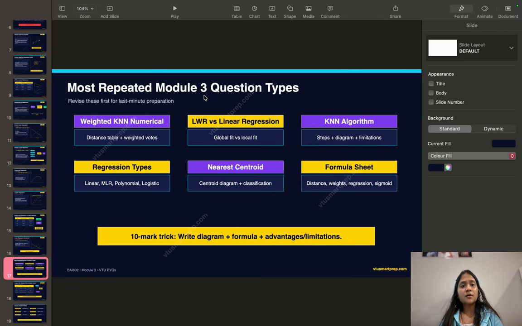Your most repeated questions from module 2 are weighted KNN numerical, LWR, KNN algorithm, regression types, and nearest centroid, and you just need to have the formula sheet for the distance, weights, regression, and sigma function. The 10 mark question trick is to use the diagram, formula, and advantages and limitations when you explain. Basically, start with the definition, then the diagram. If it contains any formula, mention that, and then conclude with the advantages or the limitations.